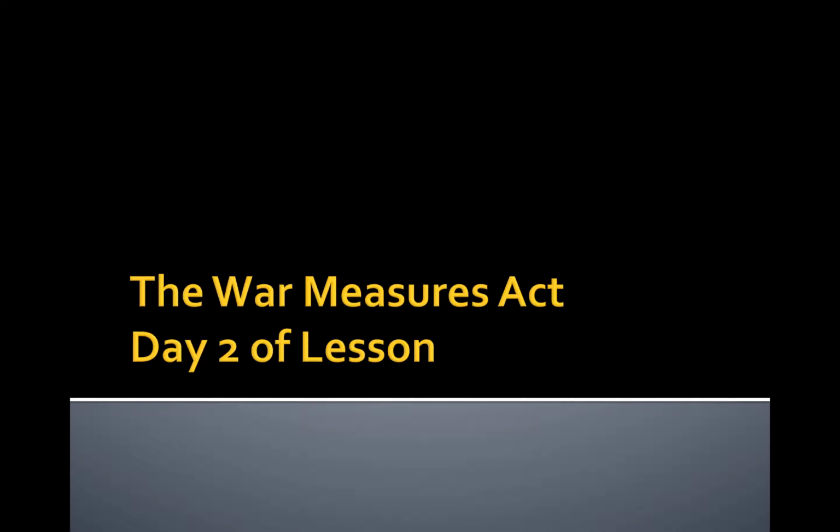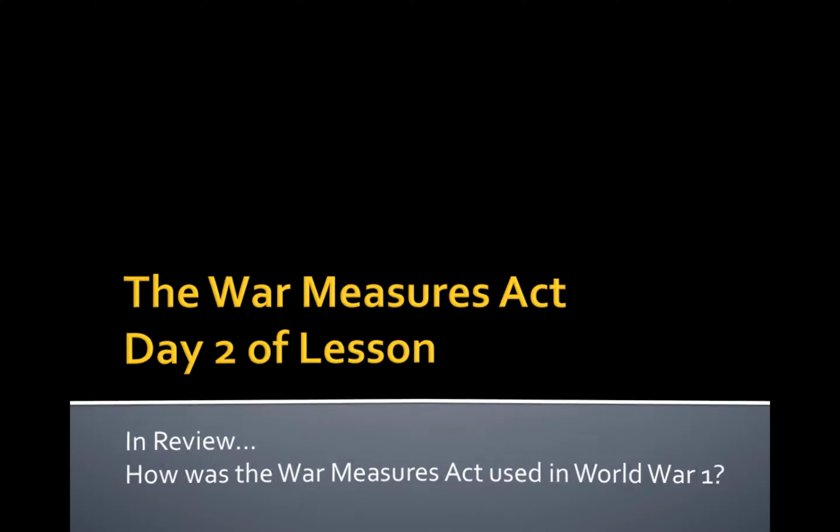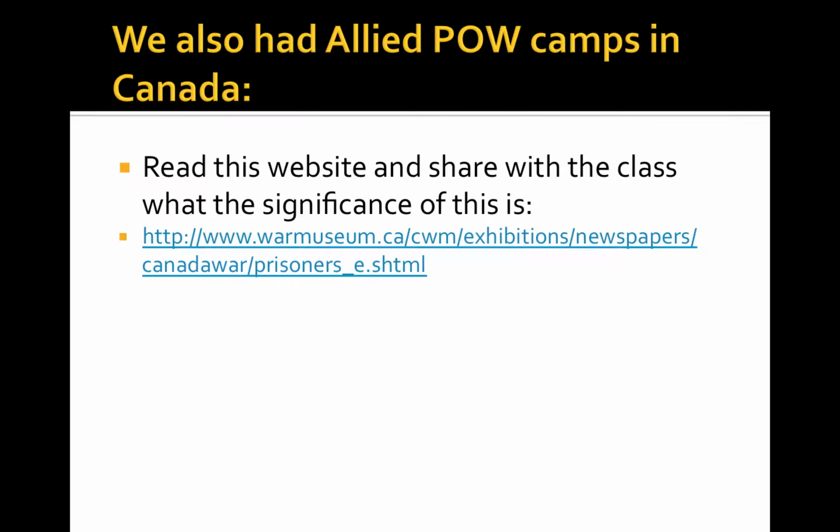On day 2 of the lesson, we're going to examine the War Measures Act. We're going to compare this with how the War Measures Act was used in World War I. So you'll have to do a little bit of research. We're going to look at Allied prisoner of war camps that were in Canada and find out where they were actually located, because they kind of hid them away a little bit.